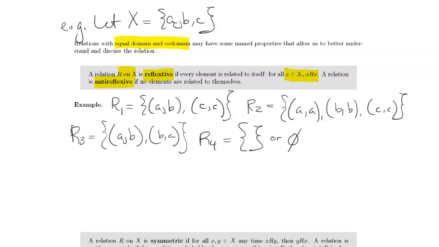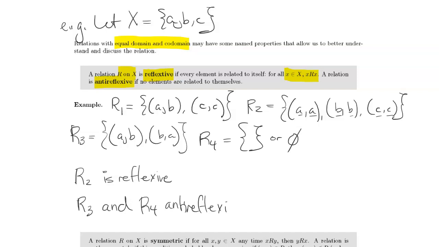Of these relations that I just wrote down, R2 is reflexive, because it is the only one where every element of X is related to itself. We have A related to A, B related to B, and C related to C. Meanwhile, R3 and R4 are going to be anti-reflexive because no elements of X are related to themselves. In R3, we only have the pairs AB and BA, and in R4, we don't have any pairs at all.